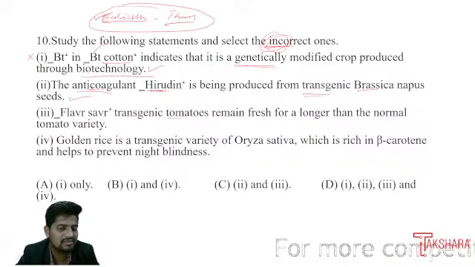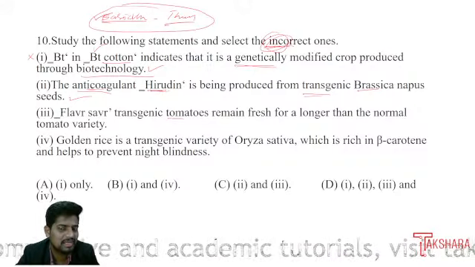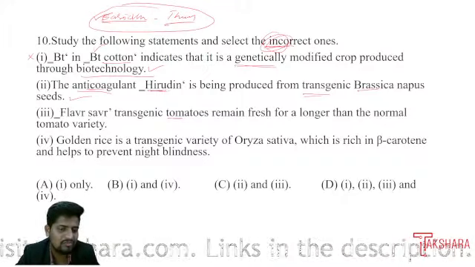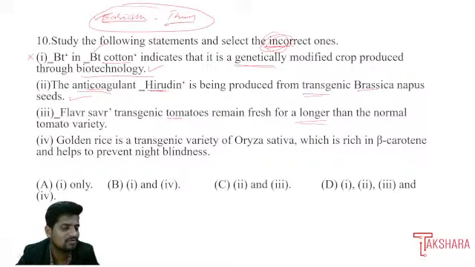The transgenic example of tomatoes remains fresh for a longer time than the normal tomato variety. So the difference between the modified tomato and the normal tomato is just this: they have long-lasting power, that is, they stay fresh for longer with respect to the normal tomato. So statement 3 is also correct.